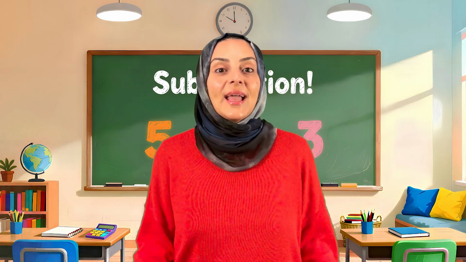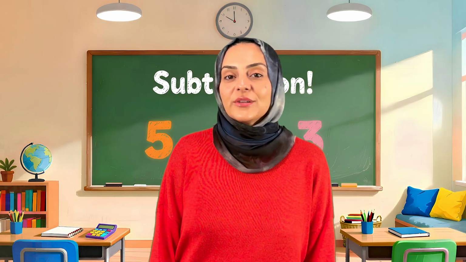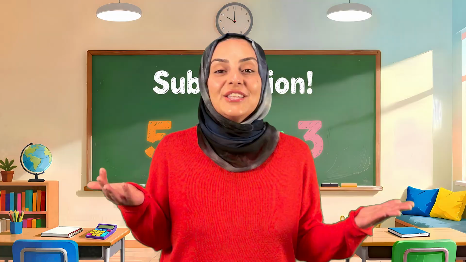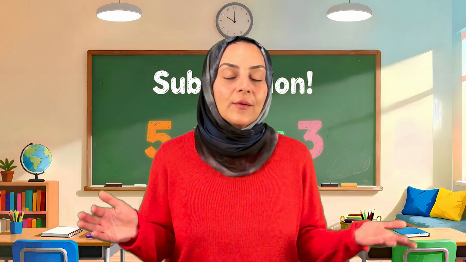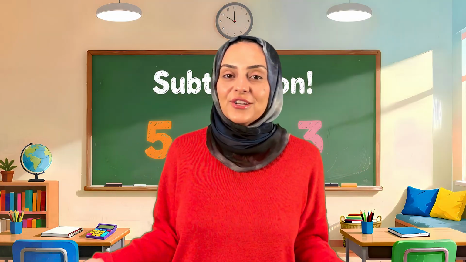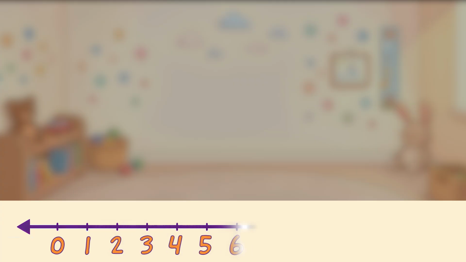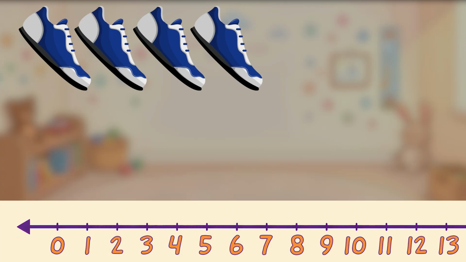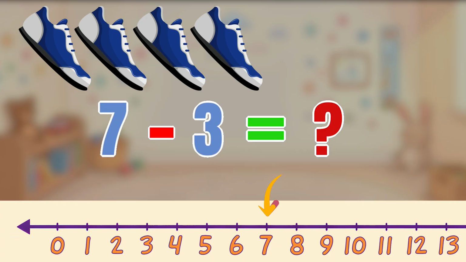Now let's play a game. I'm going to show you some subtraction problems. We'll have our number line to help us hop backwards. And you need to tell me the answer out loud before I say it. Are you ready? You have 7 shoes and 3 walk away. That's silly. So we're gonna do 7 minus 3. Start at 7 and hop back 3 times. How many are left?